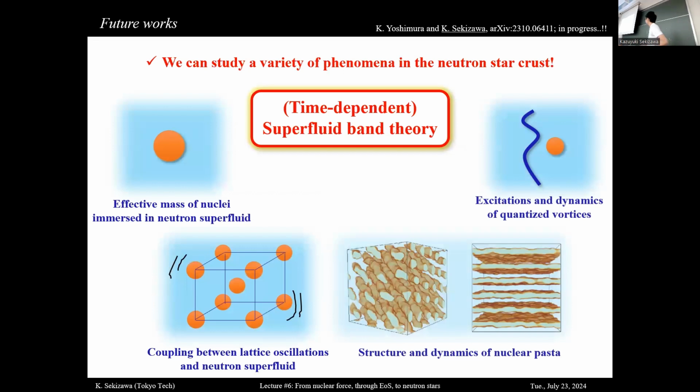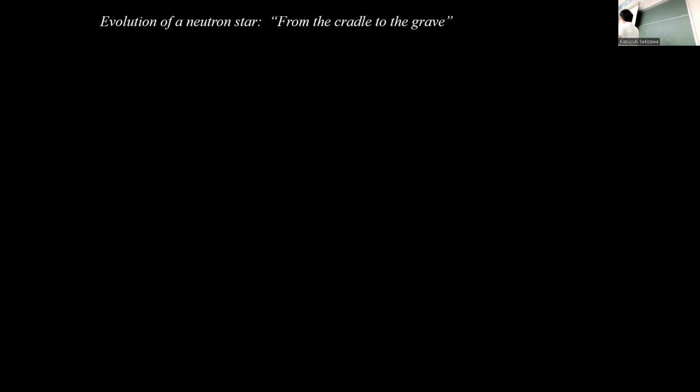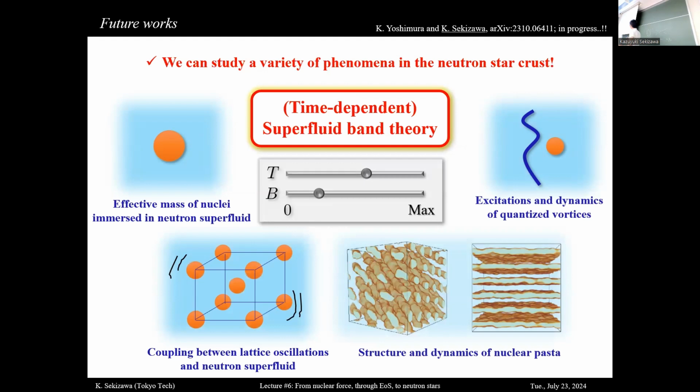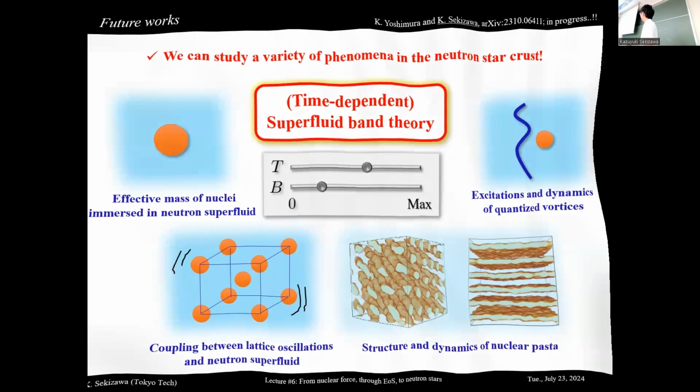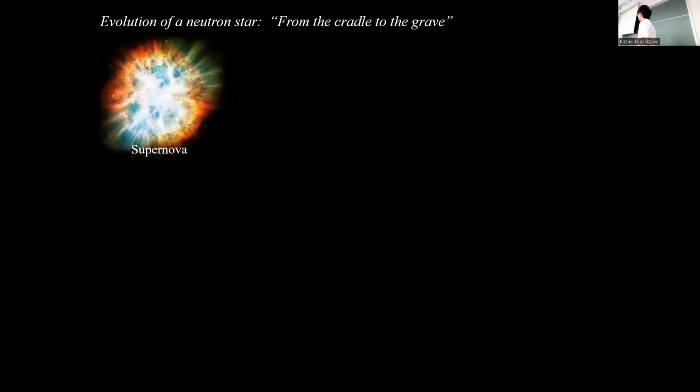Then I will summarize soon. Our future goal is this: we have developed such a microscopic framework to describe the properties of the inner crust, and we can nowadays tune the temperature and magnetic field externally, I mean in the calculation, and we can predict many things based on the theoretical calculations. This is some view of future study.